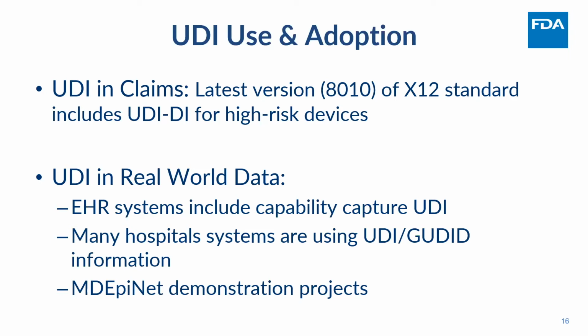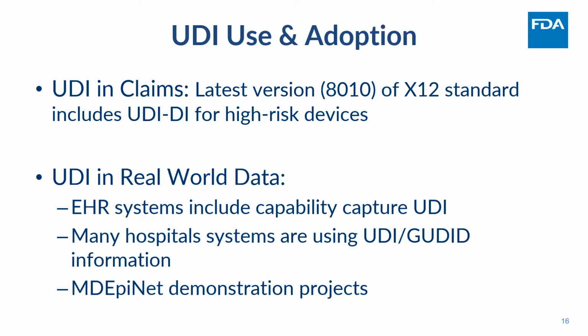As far as real world data, last I heard there were more than 400 electronic health record systems across the US that now have the capability to capture UDI as a discrete data field. And that number is increasing. Many hospital systems are now leveraging the data in the GUDID, and are also leveraging the data that they are capturing through their EHR systems as well. And you will hear a research update shortly after me talking about that and giving you some more information.